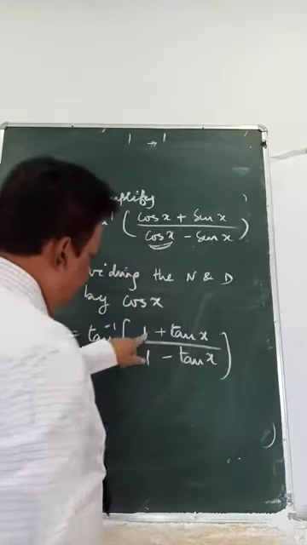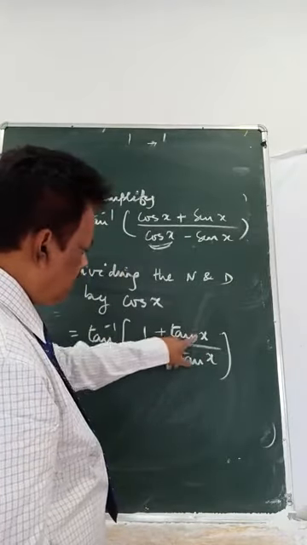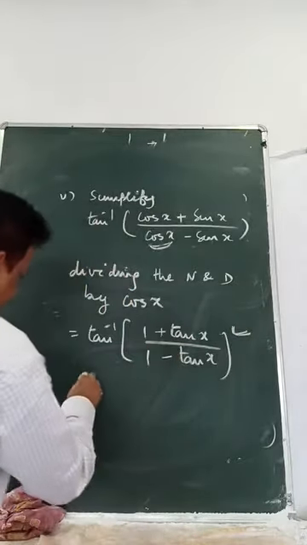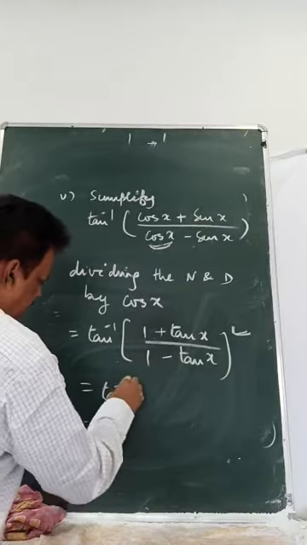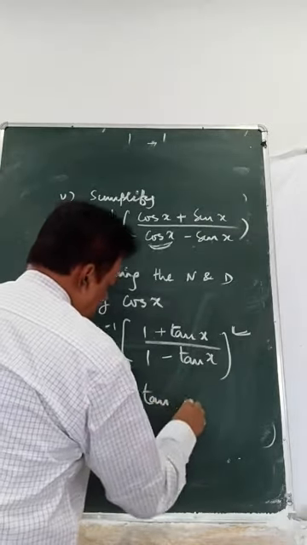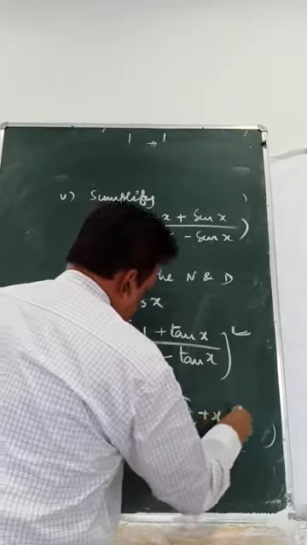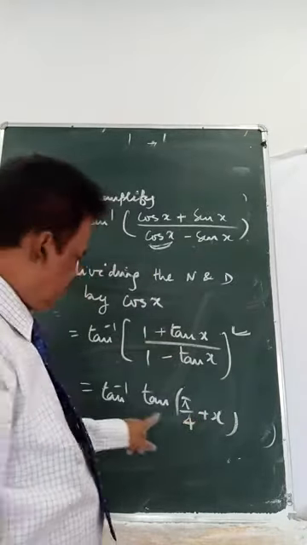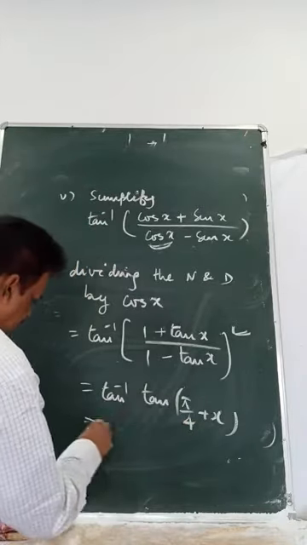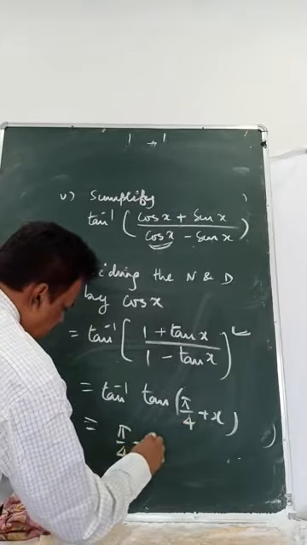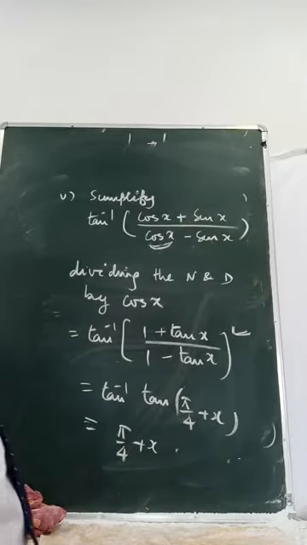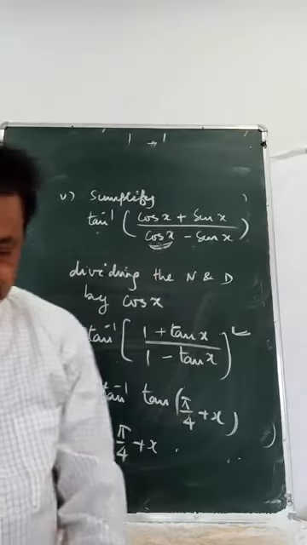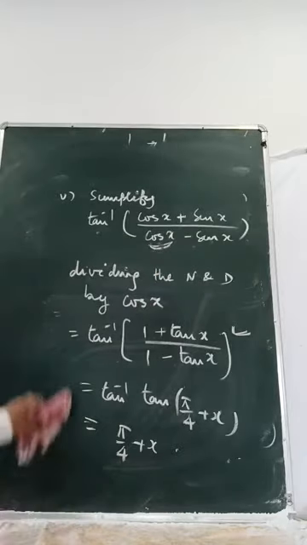So now look, I have given a formula (1 plus tan x) by (1 minus tan x). This is tan inverse tan of (pi by 4 plus x). Look at the list of formulas. Directly this is a formula of this one. So tan inverse and tan cancel, and you will get pi by 4 plus x. So the clue is, when it is tan inverse, try to make it tan. Okay, suppose I have got another question.